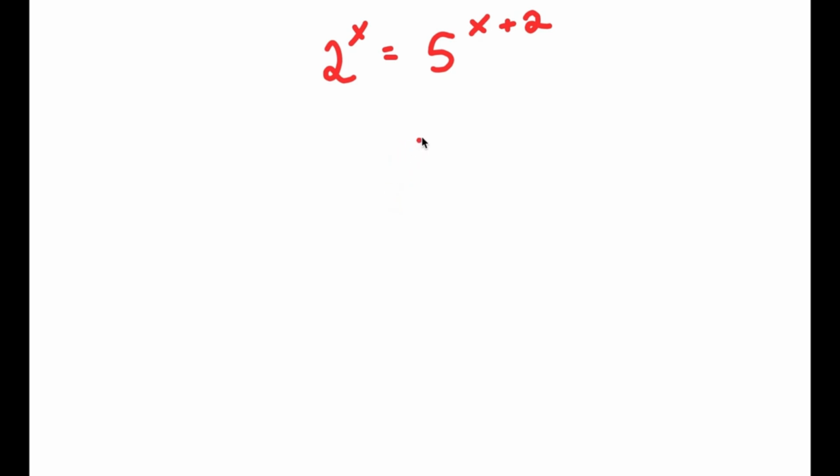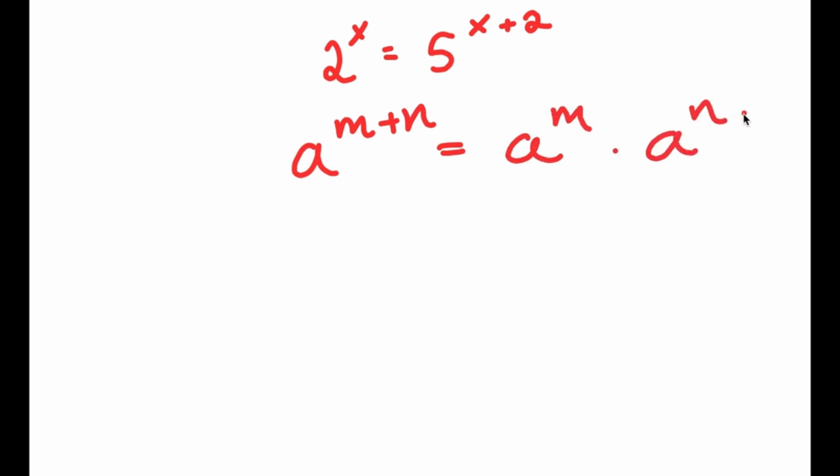Alright, so in this problem, I have 2 to the power of x is equal to 5 to the power of x plus 2. So to solve this, I'm going to first start by using the property of exponents that states that a to the power of m plus n is the same thing as a to the power of m times a to the power of n.